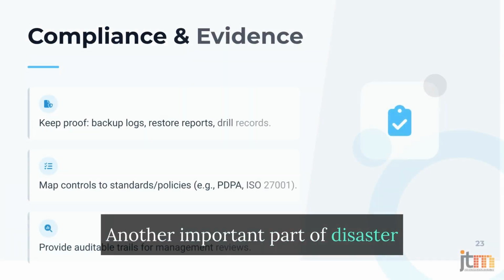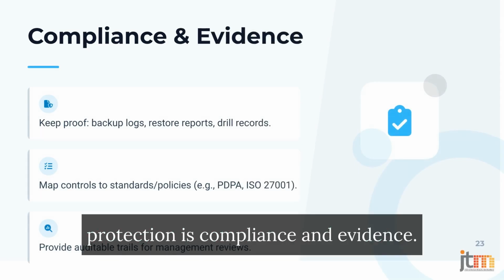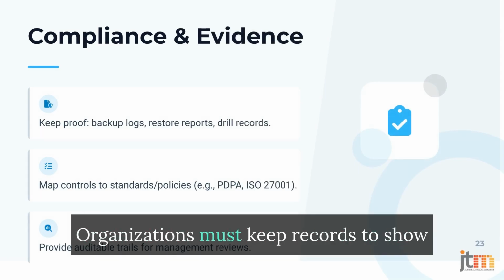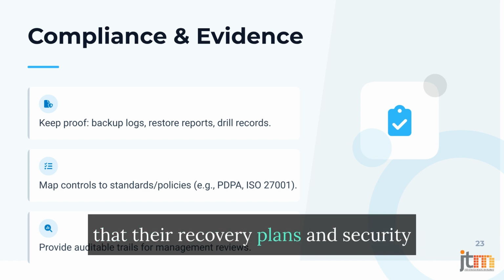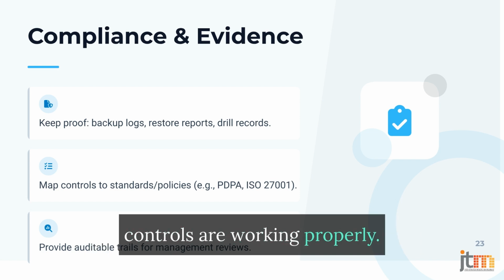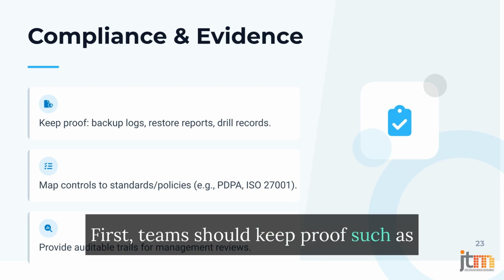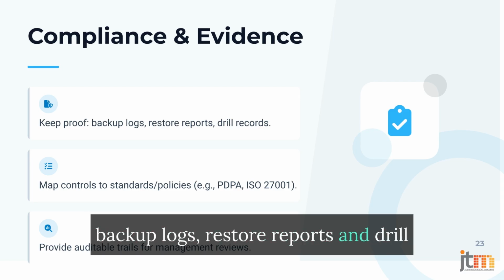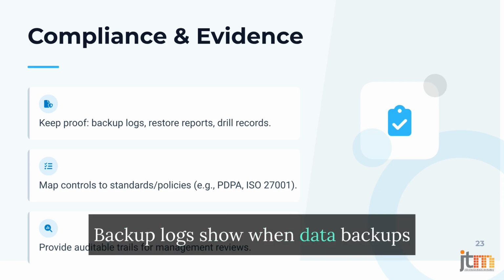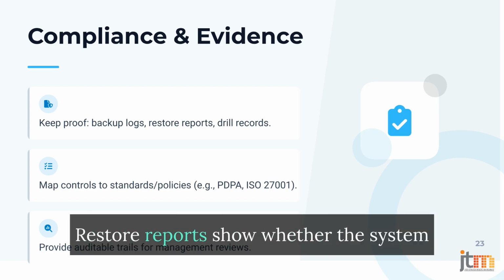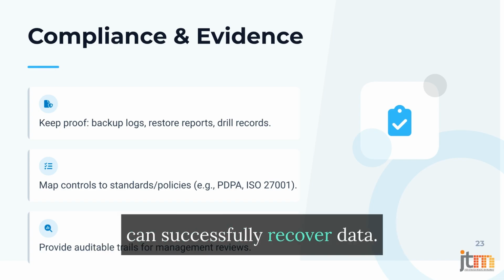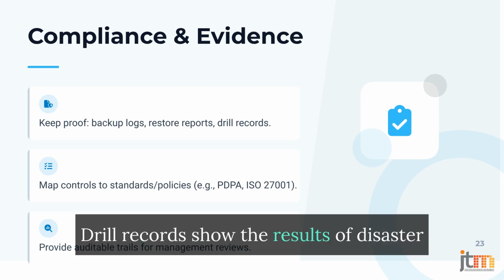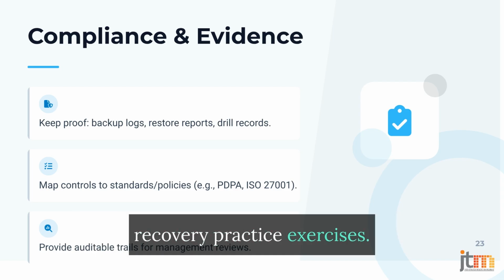Another important part of disaster protection is compliance and evidence. Organizations must keep records to show that their recovery plans and security controls are working properly. First, teams should keep proof such as backup logs, restore reports, and drill records. Backup logs show when data backups were performed. Restore reports show whether the system can successfully recover data. Drill records show the results of disaster recovery practice exercises.